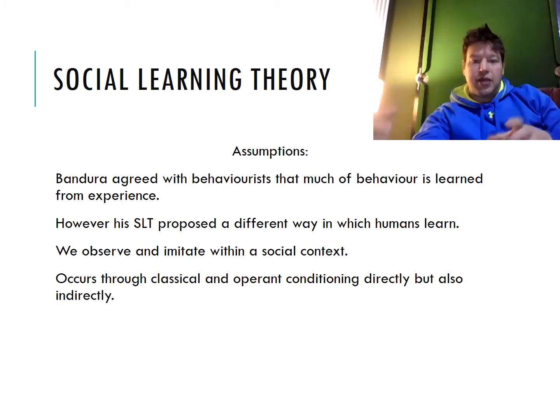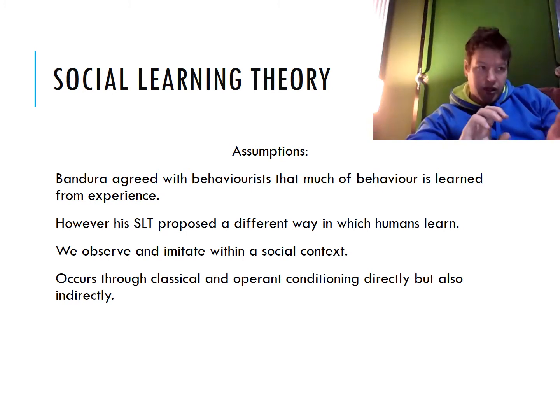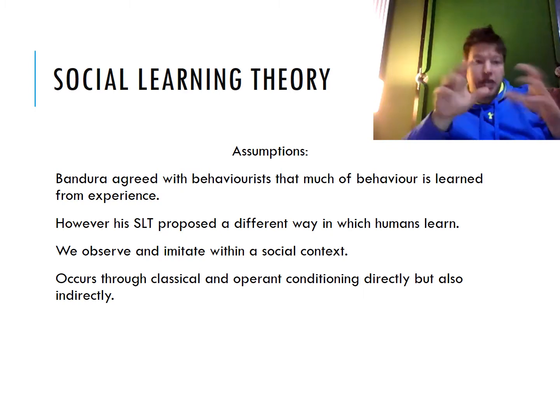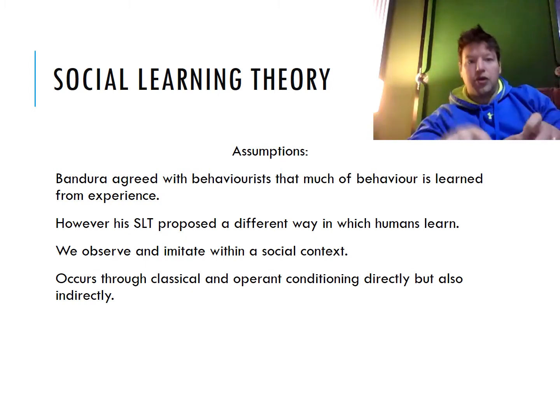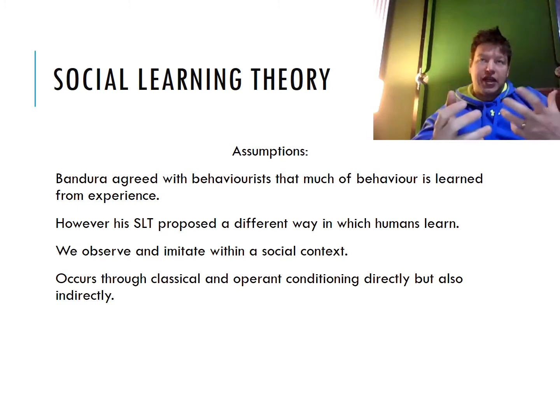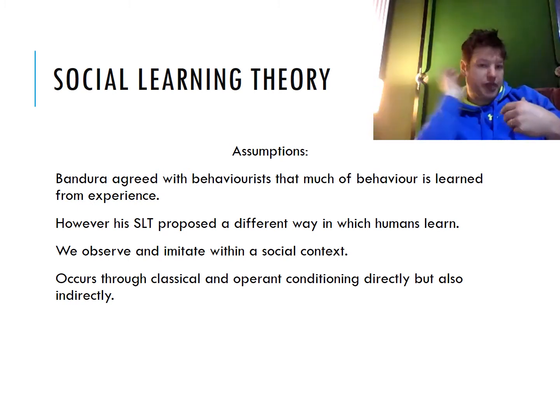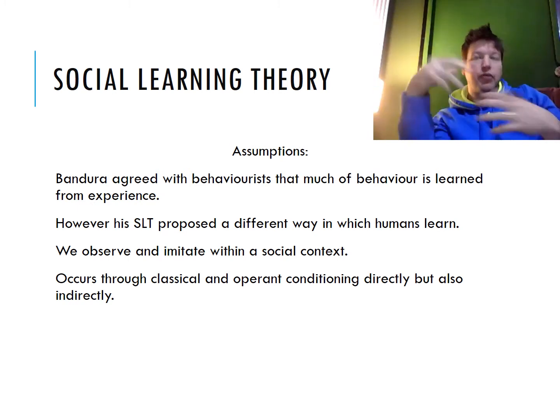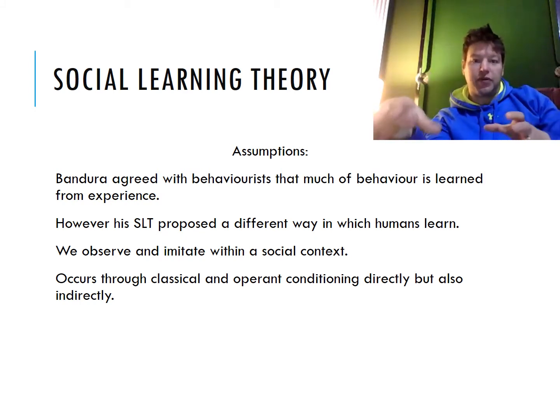So where the big bits are different is classical and operant conditioning happen to you, happens to the dog, happens to the mouse, the rat, the pigeon, whatever is getting electrocuted or getting a reward. You in school, you're getting a merit or a sanction or a detention. They are happening to you. What social learning theory is saying is that we can have it indirectly, which means that we watch it happen to somebody else.